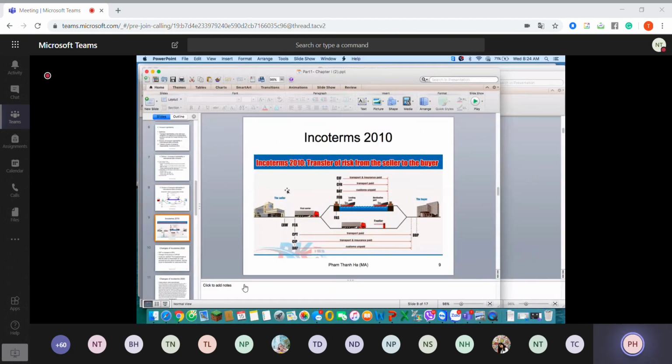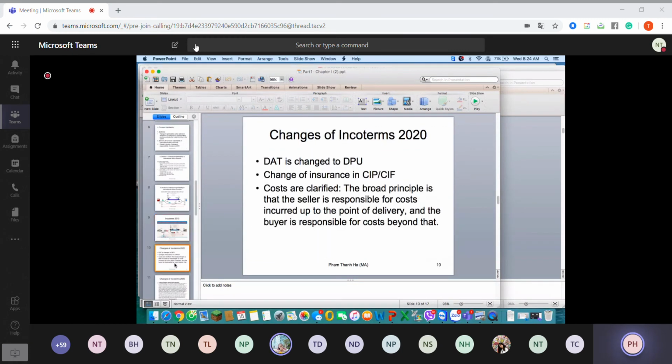Okay, this is the draft and the diagram for the Incoterms 2010. I think I already analyzed everything with you. Any questions so far related to the 11 terms and conditions in Incoterms 2010? Any questions so far? Not yet, teacher.